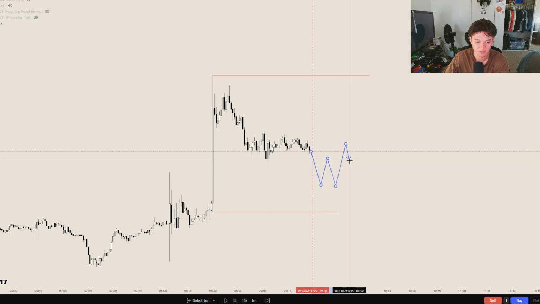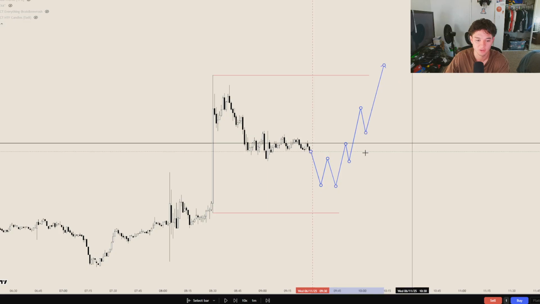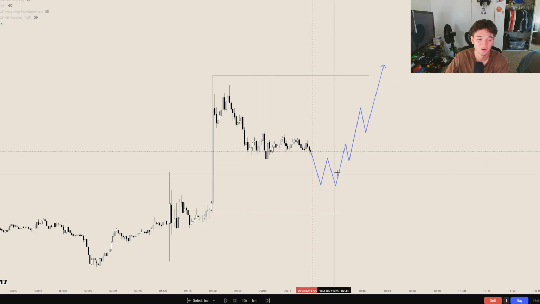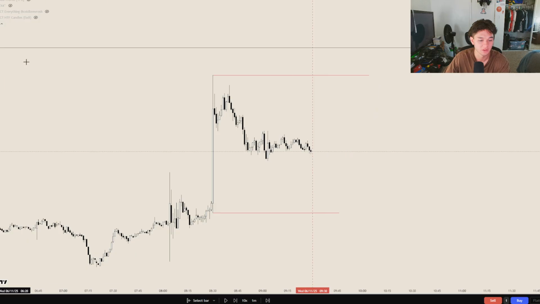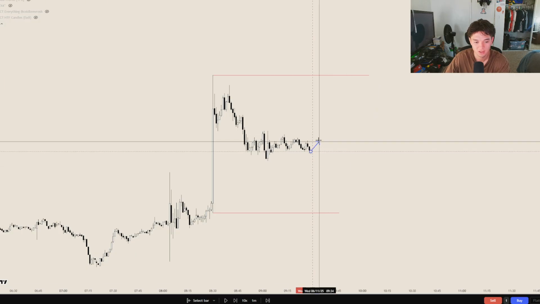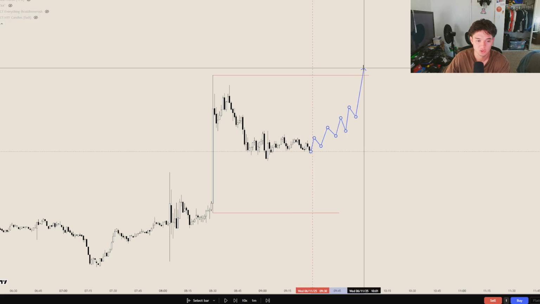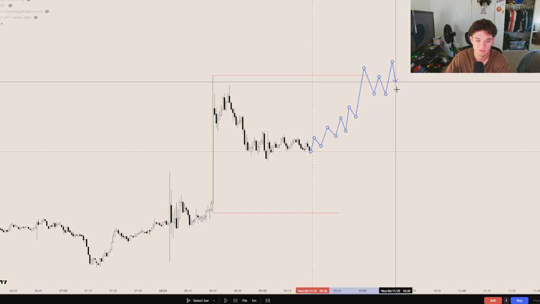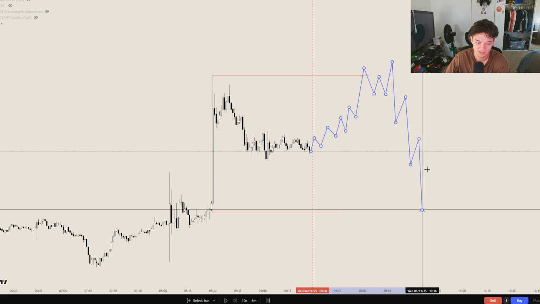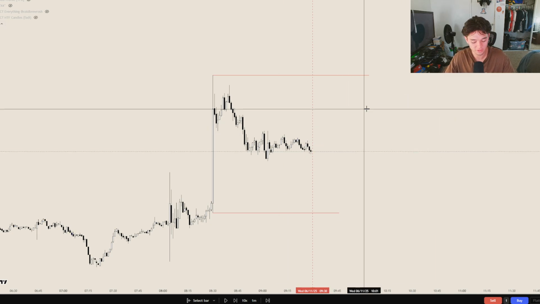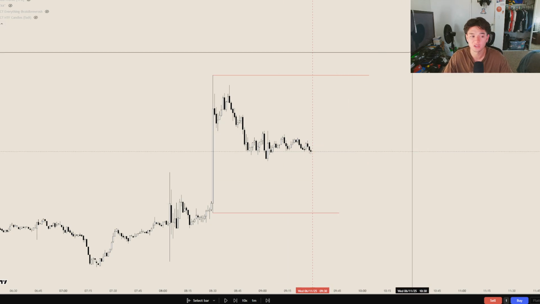Then I want to see displacement, pullback, and continuation. Maybe SMT somewhere within here. Or what we also could do is the other way: pull up, sweep the data high maybe, and then do something like this instead. And I could look to take a short, but I was patient and just let the market do its thing.